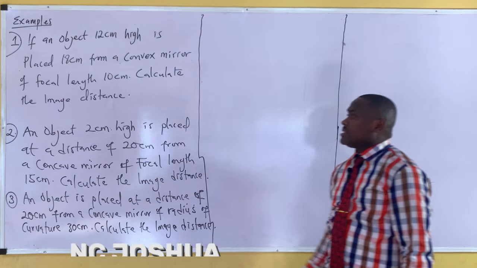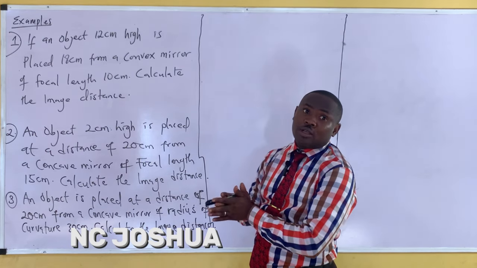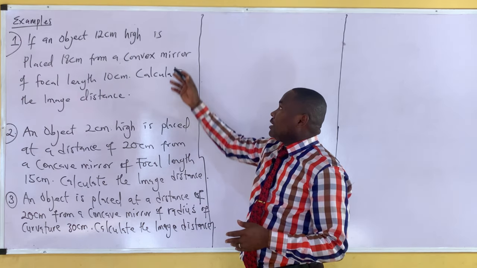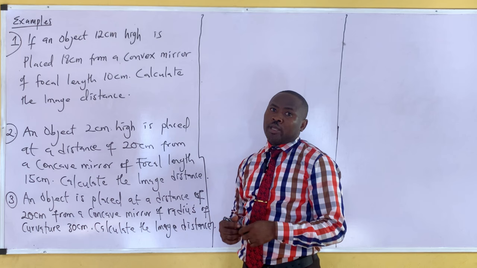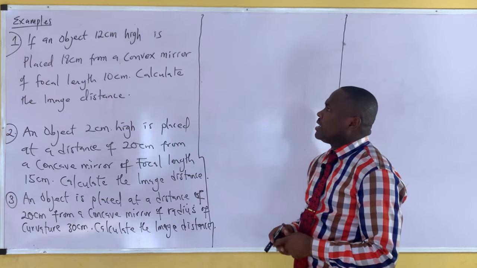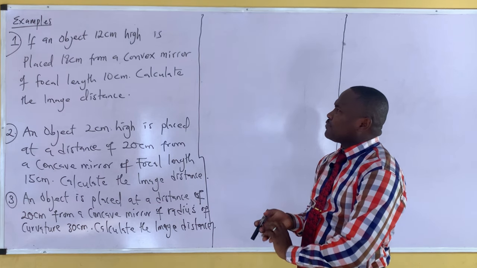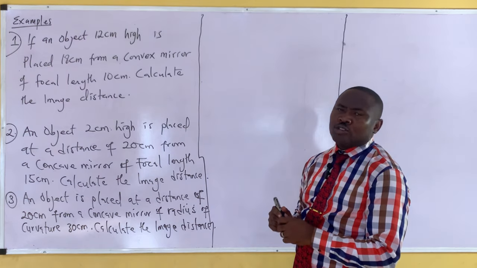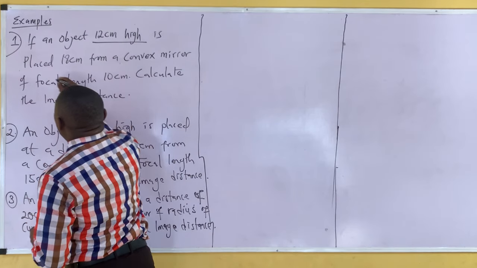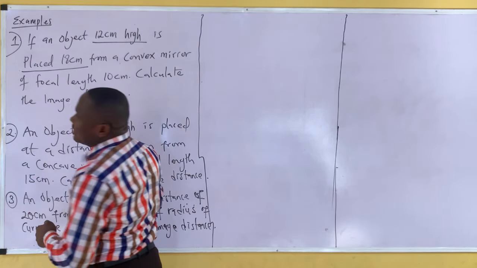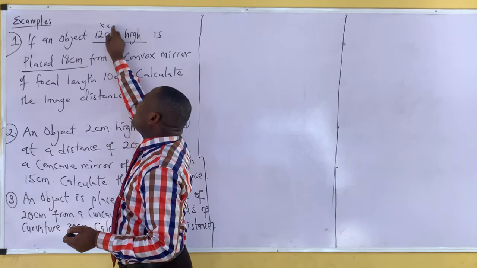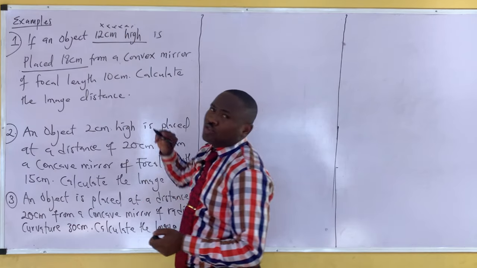Now we're looking at examples of some questions under mirror formula, how it's being used in spite of the kind of mirrors we have. Now, question one says, if an object 12 centimeter high is placed 18 centimeter from a convex mirror. I want to take note of this. The height of the object and the distance of the object from the mirror. Our question is not involving height, so this is a distraction.